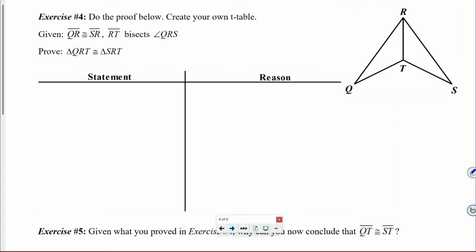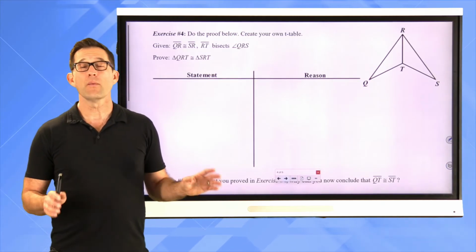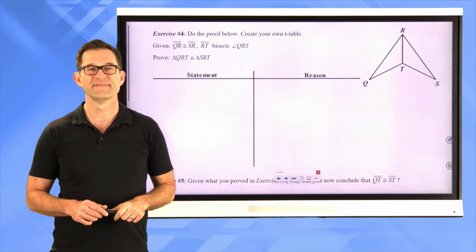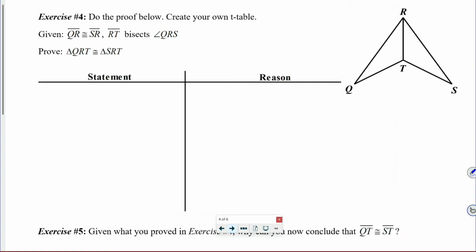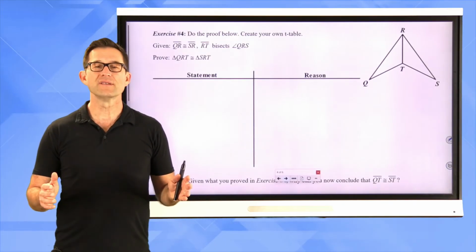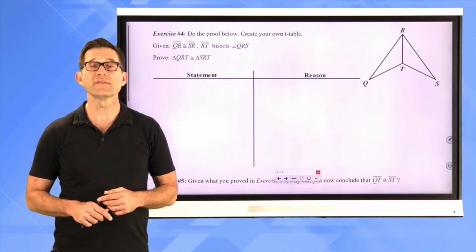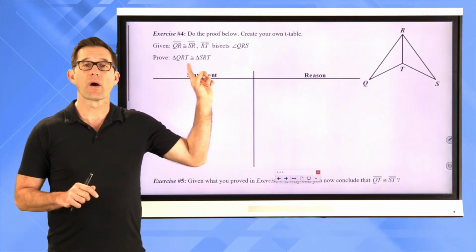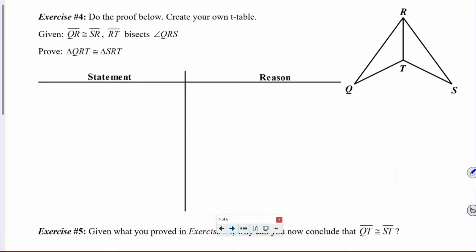Given, segment QR is congruent to segment SR. Segment RT bisects angle QRS. Prove triangle QRT is congruent to triangle SRT. All right, you may want to take a moment, pause the video now, and give yourself a t-table to work with. All right, what I like to do almost immediately, if possible, is something called marking up my givens. So I know that QR is congruent to SR. Let me mark that. QR is congruent to SR. All right, no problem there.